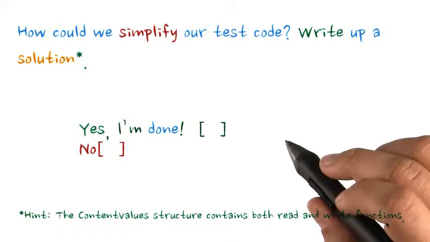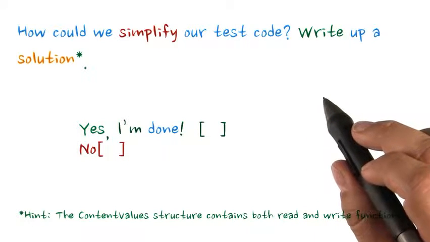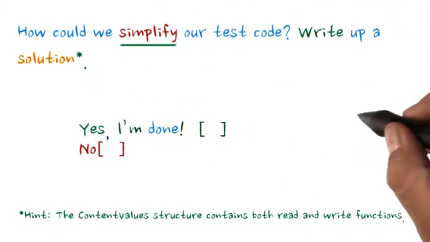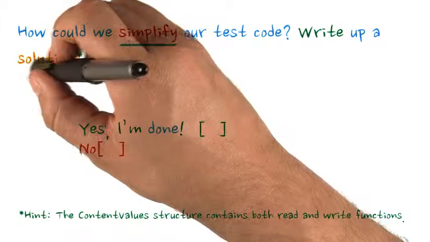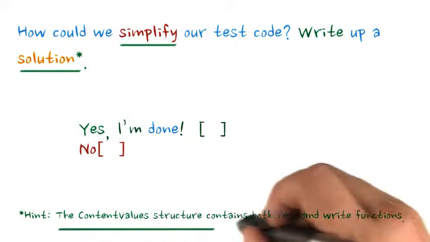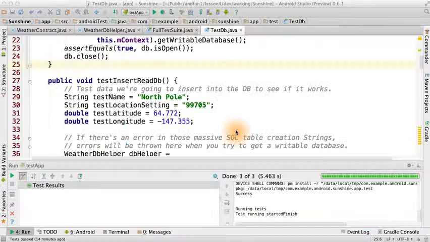All right, now for a little bit of an open-ended exercise. How could we simplify our test code? Write up a solution. A hint here is that we can take advantage of the read property of the content value structure. Here's how I ended up simplifying things. I'd love to see great testing ideas, so if you're particular to what you've created, post your solution to the forums. I'm starting off refactoring things a little bit.